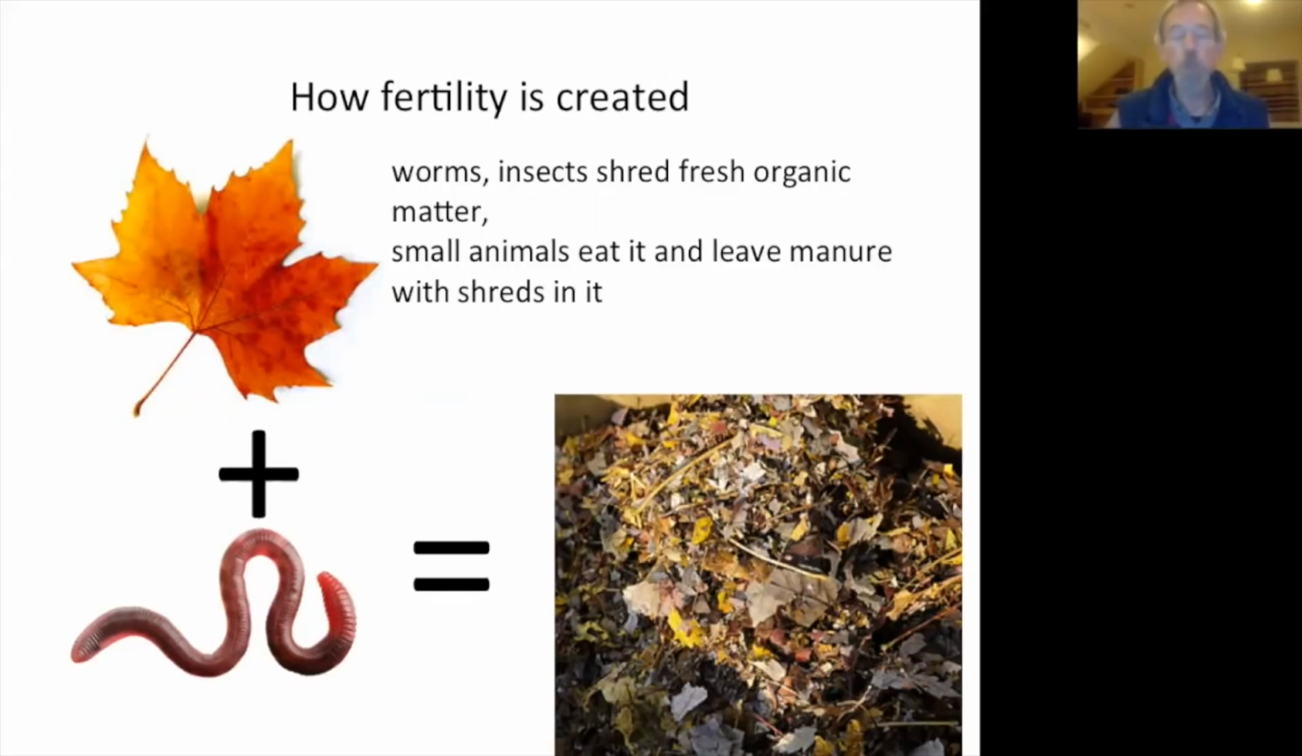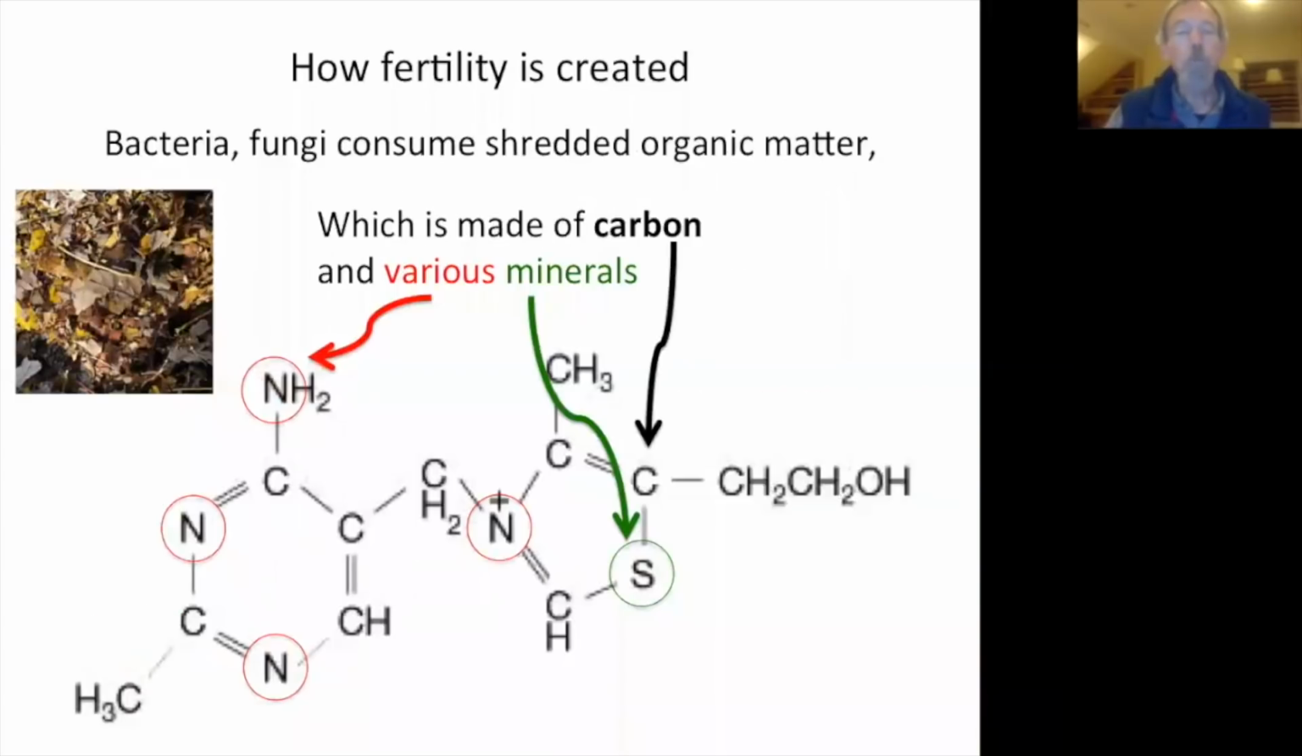So that's the first step, it gets shredded up, which exposes a lot more edge. It creates a lot more surfaces for other things in the soil to grab a hold of it and decompose it further. And so what happens is, after it's been shredded, then bacteria and fungi get a hold of this shredded organic matter and start to break it down chemically.